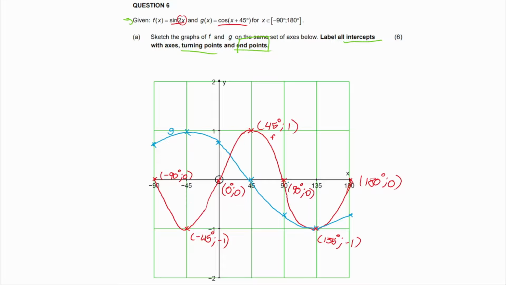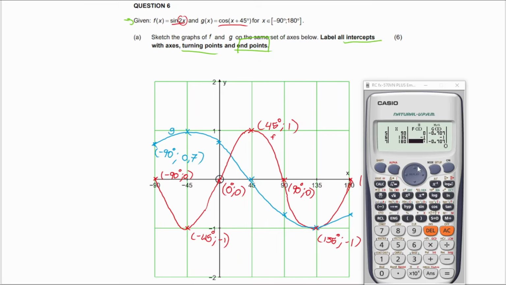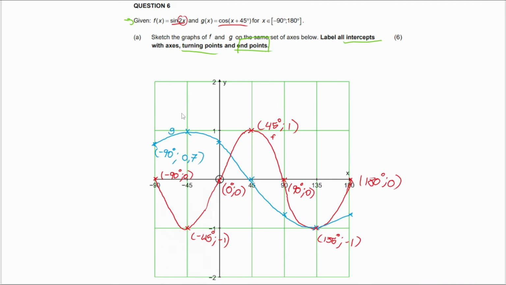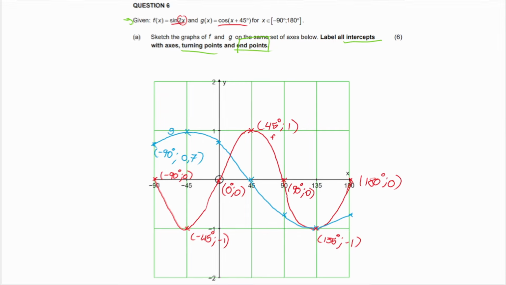Intercept, intercept, intercept, intercept, turning point, turning point, turning point. So these are negative ones, that's 1. Okay, that looks fine. Then for this one, we know it's negative 90 degrees, and then 0.7, to 1 decimal place. Because if I show you in the calculator again, you can see that to 1 decimal place it will be 0.7. Remember the front of the paper asked for 1 decimal place. So 0.7, here's a turning point at negative 45 degrees, 1.